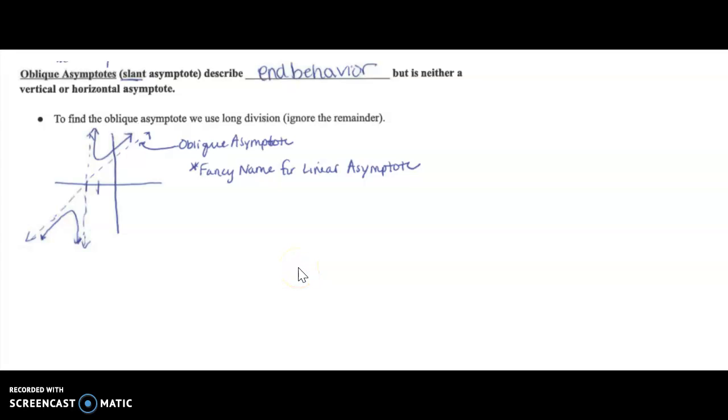Alright, so continuing on with 4.2, looking at a continuation from the end of the previous video: oblique asymptotes, or slant asymptotes. They describe end behavior, but are neither vertical nor horizontal. We're going to do a reminder of long division in a little bit. So the oblique asymptote is really just a line, right?